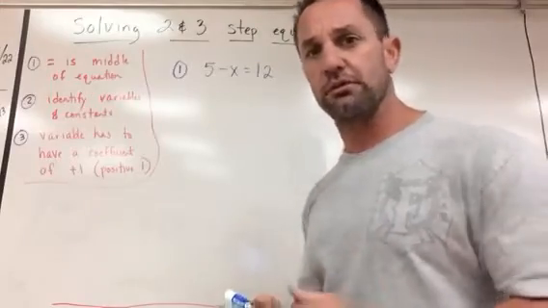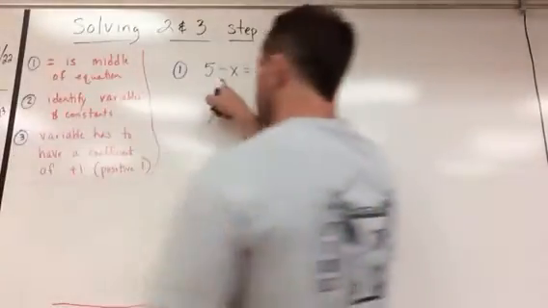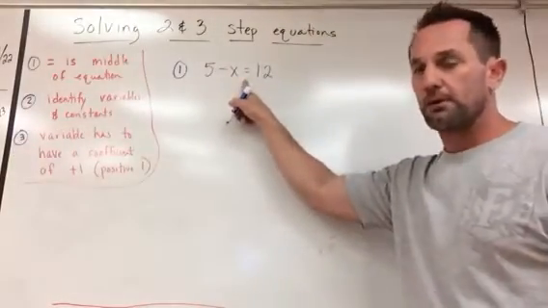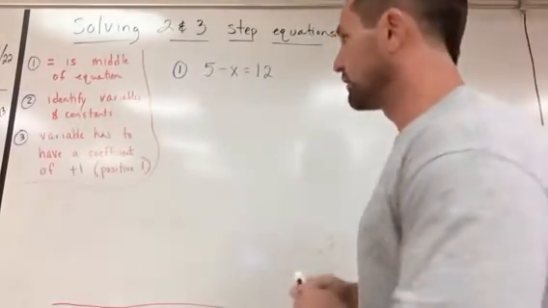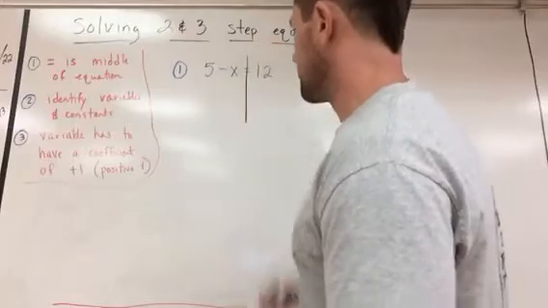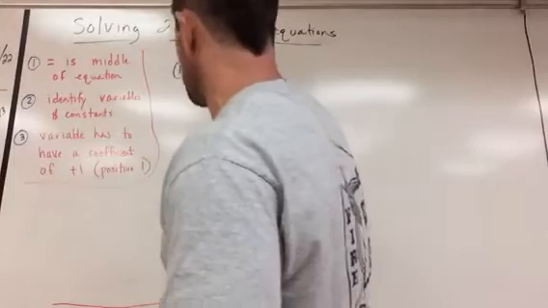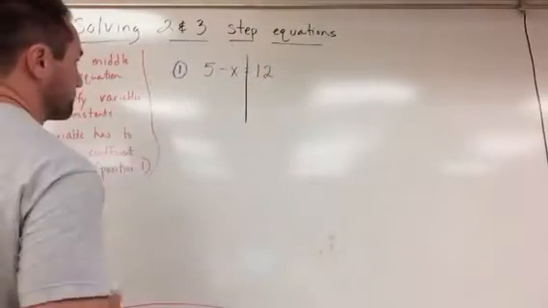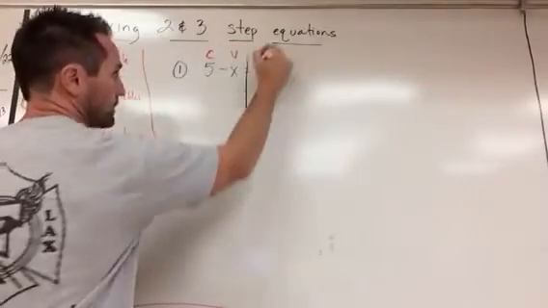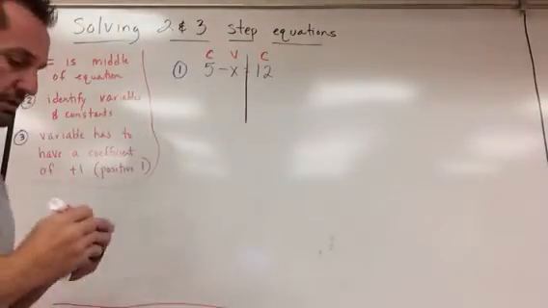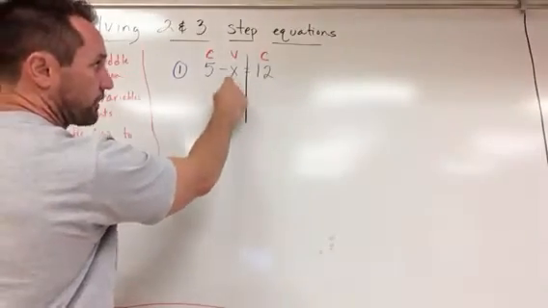So let's jump into it and do a few examples. The first example I have written up here says 5 minus x equals 12. The first thing on my keys is that the middle of my equation is the equal sign, so I always draw that line every single time. The second thing I'm going to do is identify my terms: my 5 is a constant, my negative x is a variable, and my 12 is a constant. So I have a constant on the left and right, and a variable on the left side.